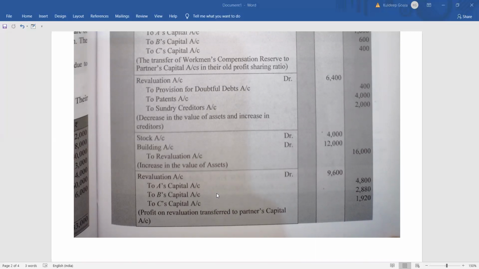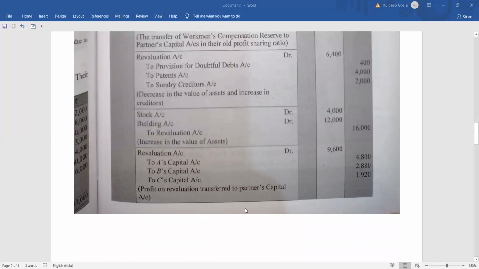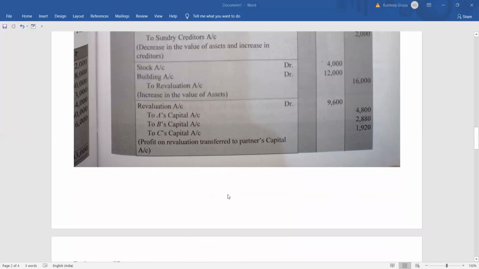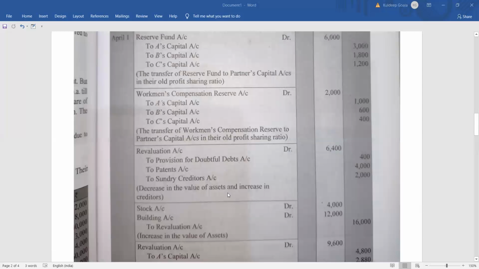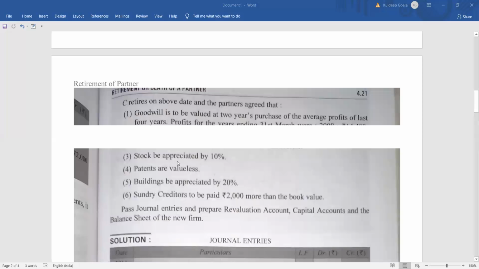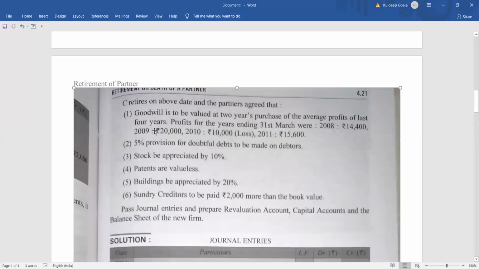Since it is a profit, the revaluation account will be debited and closed. So revaluation account debit 9,600 and the partners are going to get this profit. So capital will increase. Capital shows a credit balance, so to increase it, you have to credit it. So to A's capital account 4,800, to B's capital account 2,880, to C's capital account 1,920 in the ratio of 5:3:2. Clear? Okay. Then moving back again, let's find out what we have already done. We have finished 2, 3, 4, 5, 6, right? And also the balance sheet. Now what is left? Goodwill.